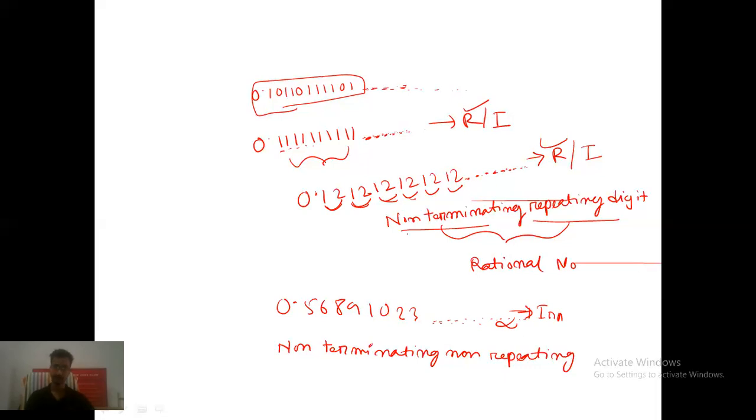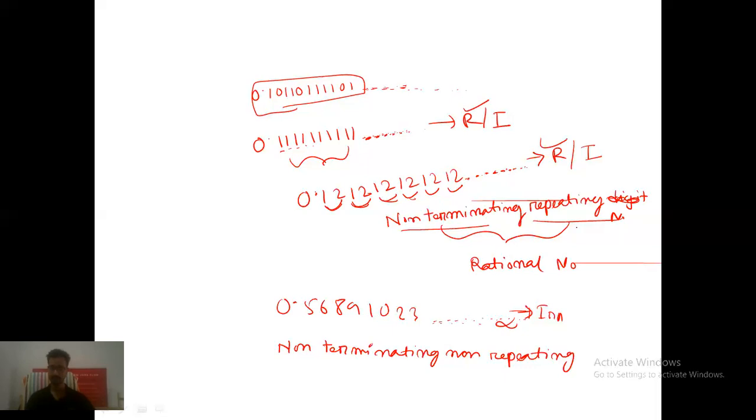But it is not a digit, it is a number. Yes or no? Non-terminating repeating number. Non-terminating means we don't know where it will end. So it is non-terminating, but it is a repeating number. Repeating, yes or no? 1, 2, 1, 2, 1, 2, 1, 2. It comes in a pair. That's why it is a non-terminating repeating number.